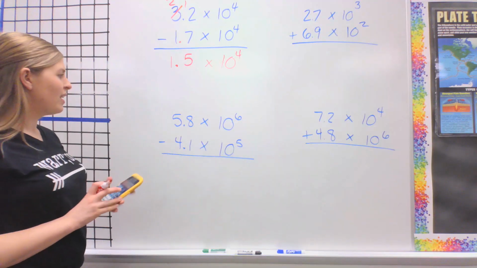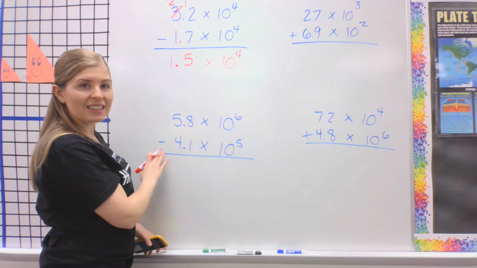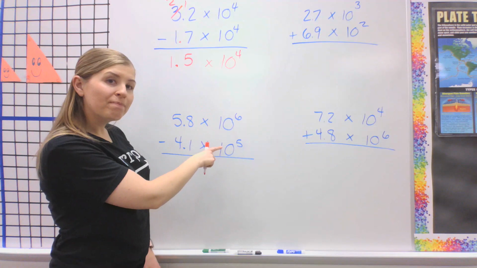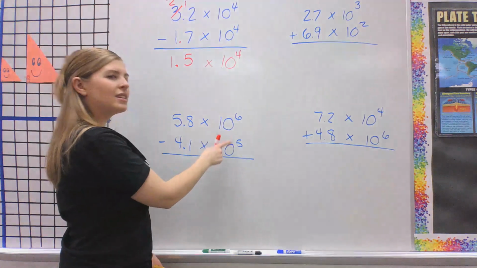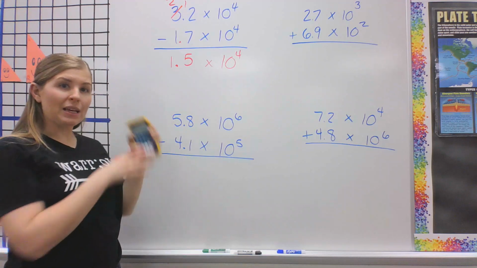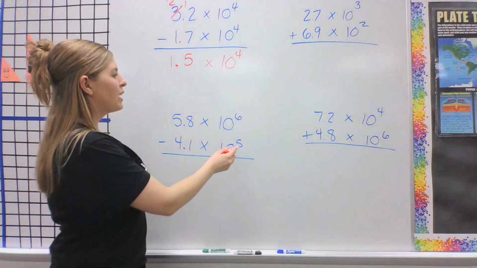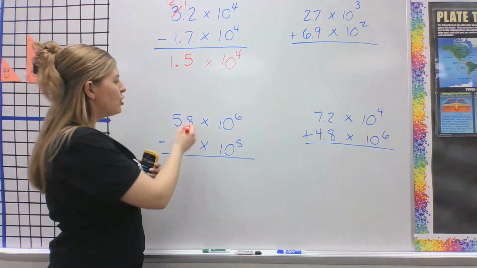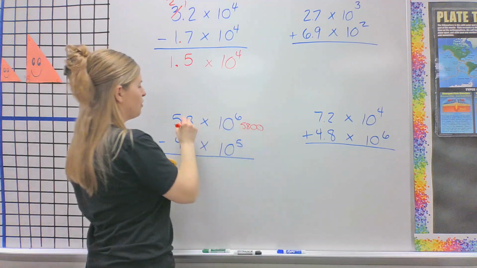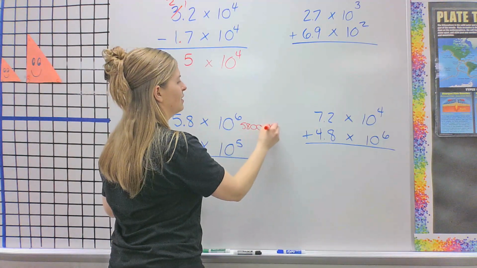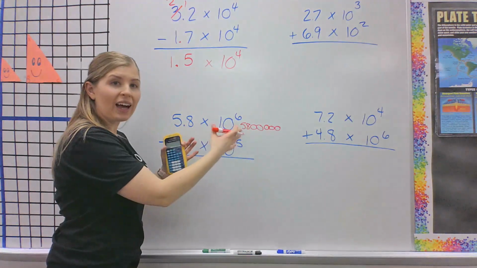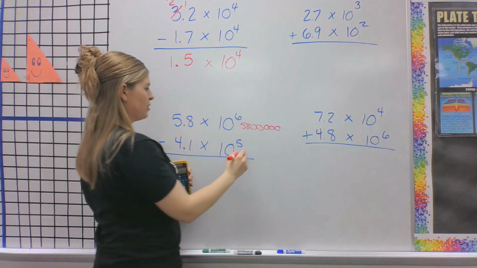Here's another subtraction problem. So we have 5.8 times 10 to the sixth minus 4.1 times 10 to the fifth. Are the exponents the same? Oh, no, they're not. We have 10 to the sixth and then 10 to the fifth. So the trick is to get those exponents to be the same, so we can't just subtract like normal. We're going to have to look at our numbers, and you could write this all out. You could write it as it would be if you move the decimal all of the spaces. So it would be 5,800,000.